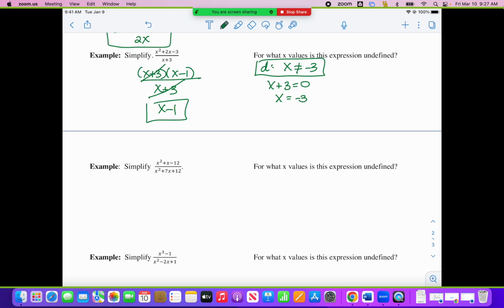So if you know how to factor, this is going to be a breeze for you, just an absolute breeze. There's just one tricky thing that we're going to do after this second one. And once you get the hang of that, then it's not too bad.